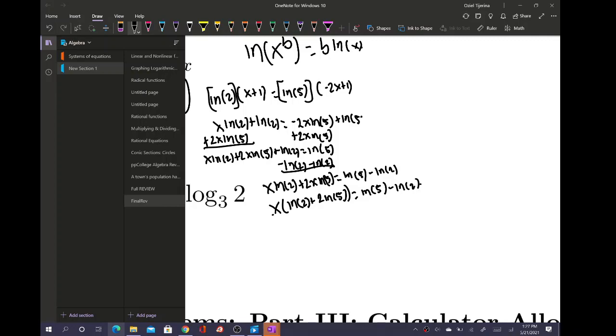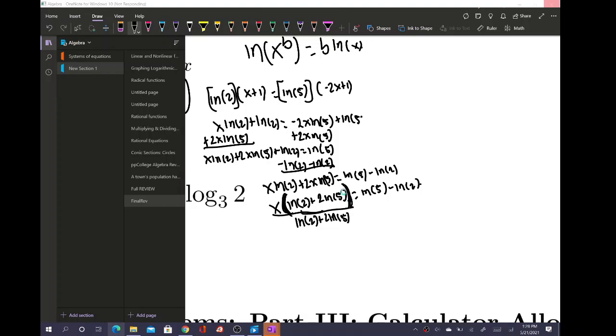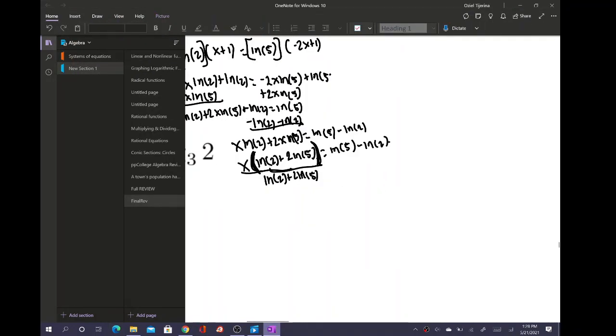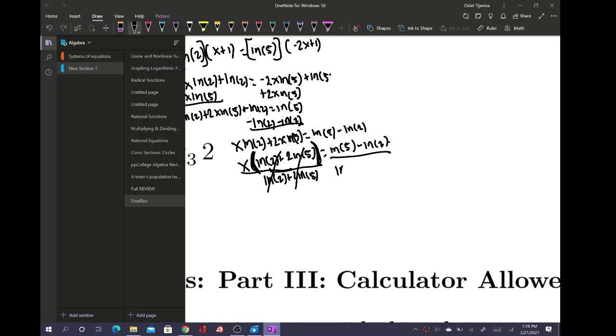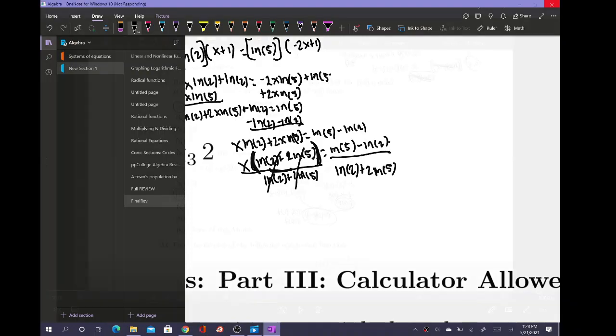So then you would go ahead and divide both sides by the natural log of 2 plus 2 natural log of 5, because basically it's being multiplied all the way, right? So then this part cancels out, and you do it on the other side as well. Ln of 2, natural log of 2 plus 2 natural log of 5, right?